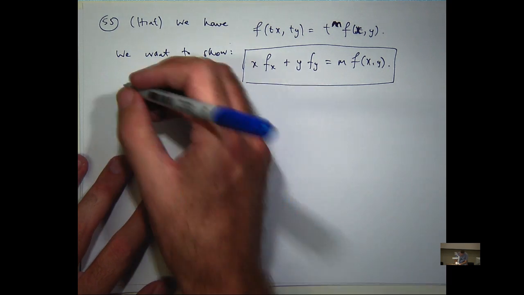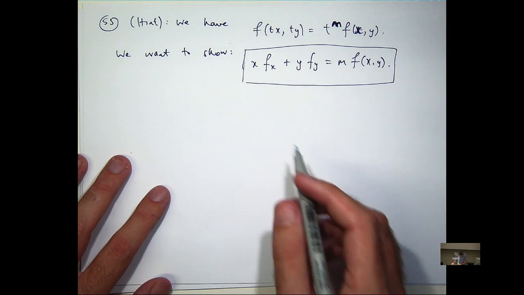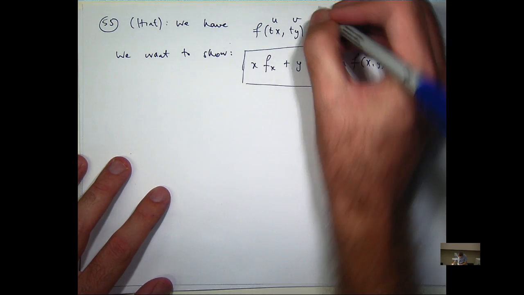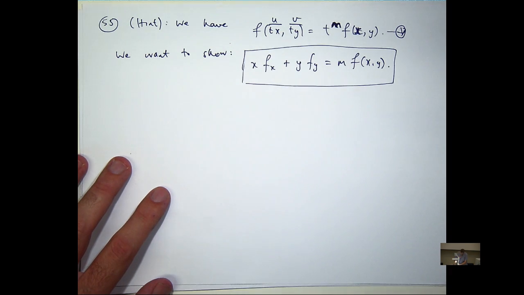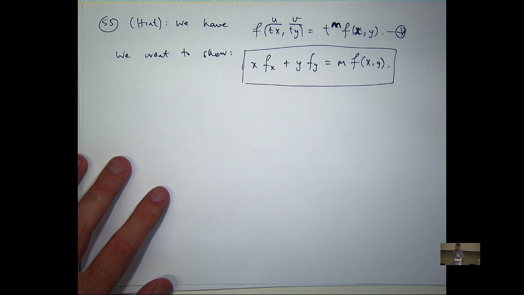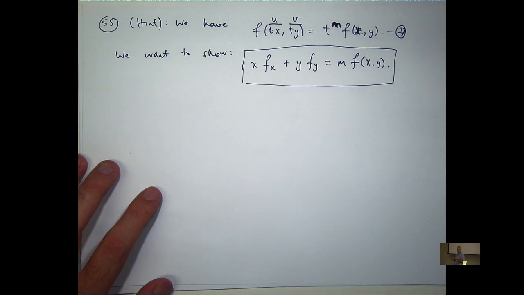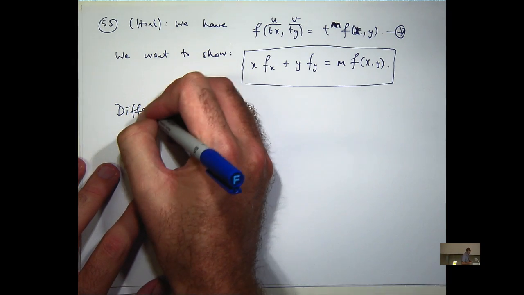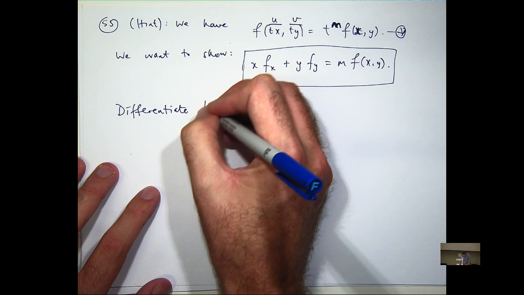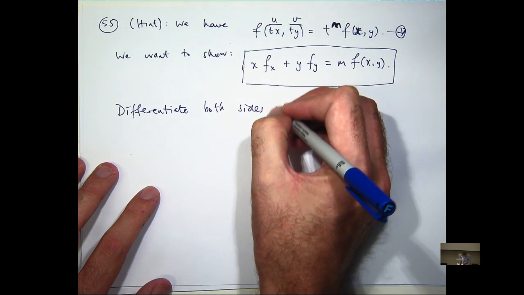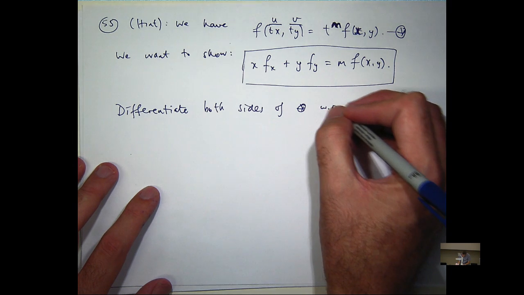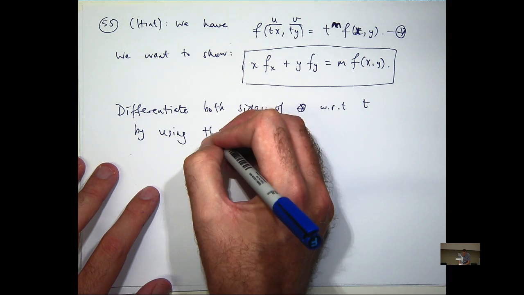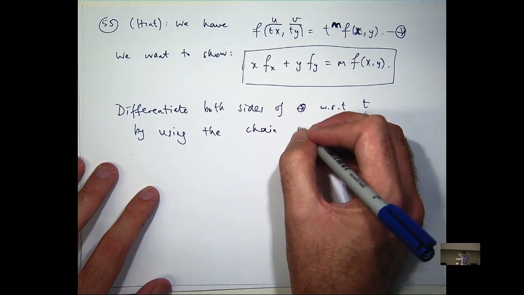So my hint is the following. Think of u as being t times x. And so we're introducing these sort of intermediate variables. And v as being t times y. Differentiate both sides of star with respect to t by using the chain rule.